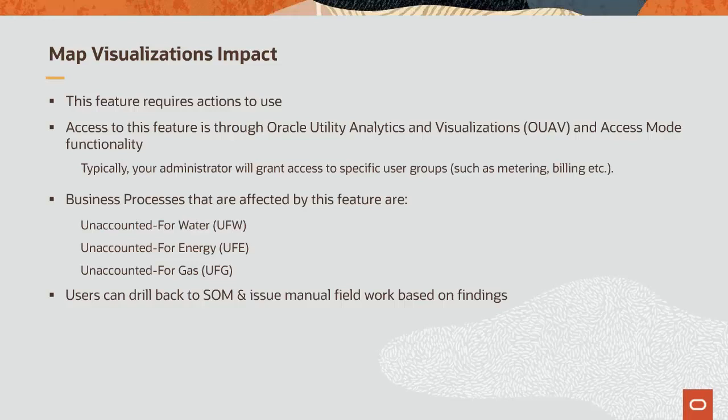The business processes associated with this feature are unaccounted for water, unaccounted for energy, and unaccounted for gas, and users can drill back to service order management and issue manual fieldwork based on findings.